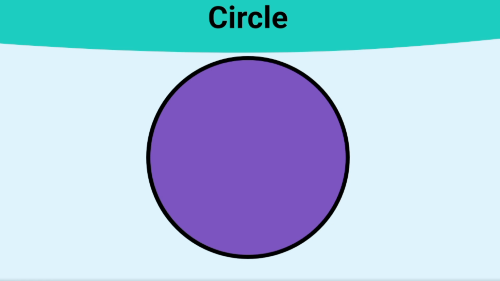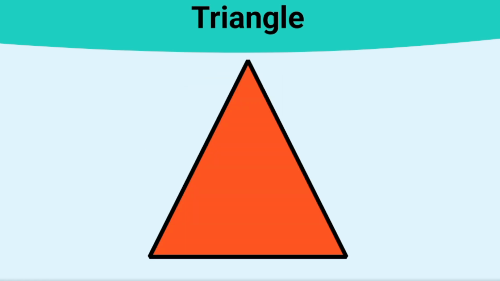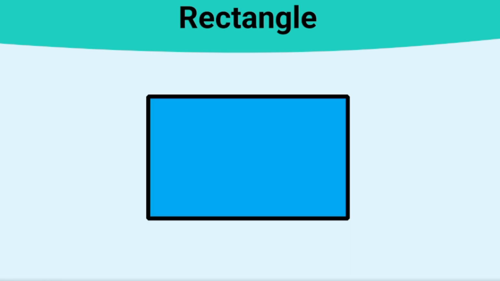See? C-I-R-C-L-E, circle. Ellipse. It is a little bit different from circle. Triangle. Triangle has three corners. Triangle has three corners. One, two, three. And next shape is rectangle.